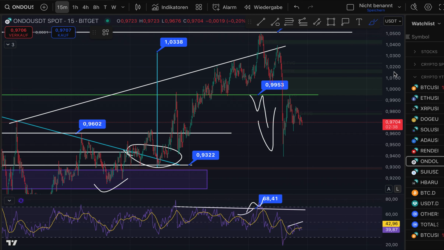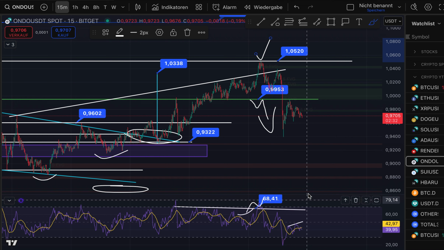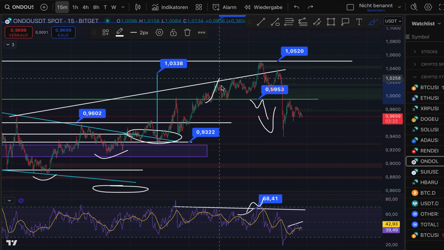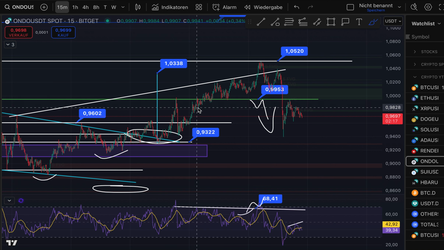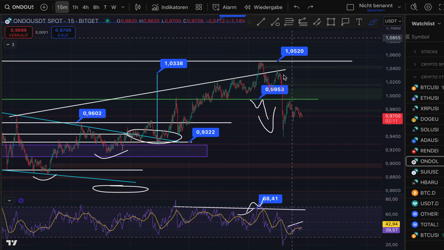So what about ONDO? $1.05. Target got hit. Check. Take profit was set. Stop loss to break even. And just watch. Here was the breakout with the retest. This was the perfect one. We also got a breakout with the retest already here. Yeah, it wasn't perfect, but it was also a retest. So what now?